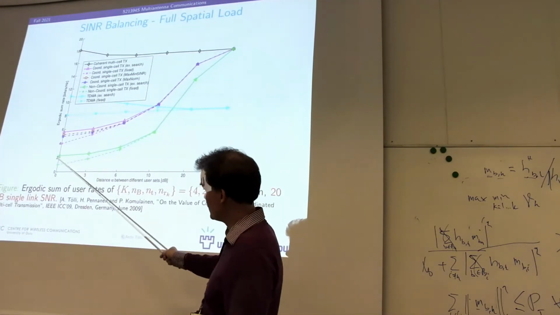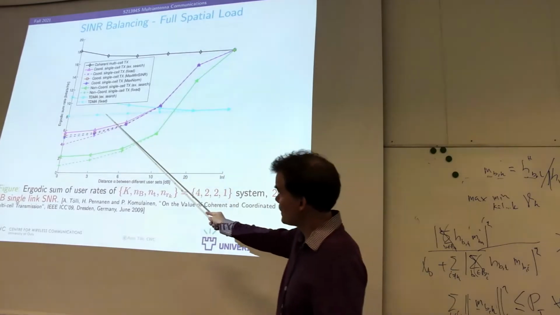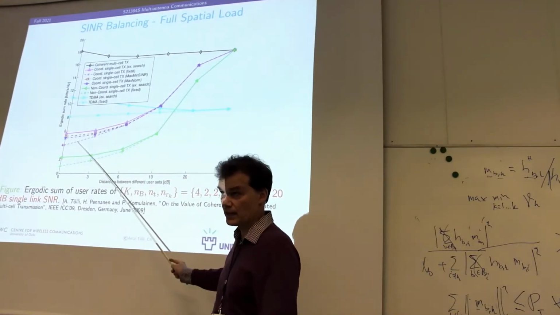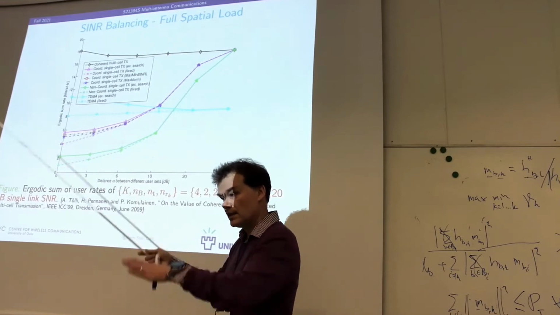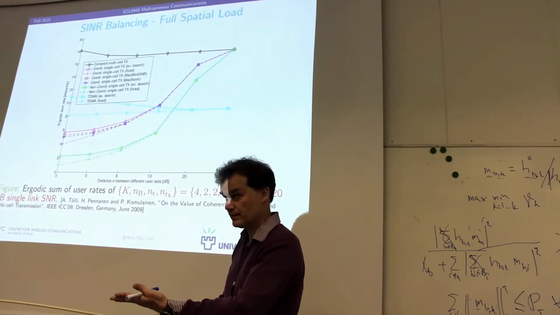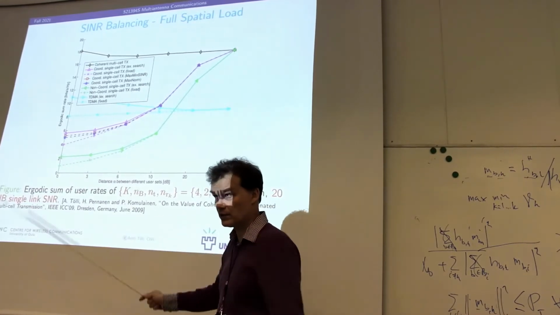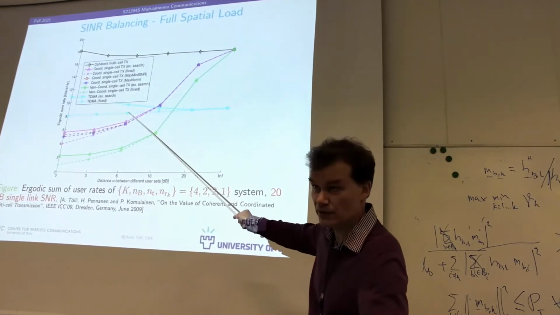And of course, the uncoordinated works even worse. Interestingly, the TDMA is now better than trying to serve all users at once. Okay, even though you get this loss of 50%, you still perform better than trying to serve all the users at once. So now here the base station state turns.